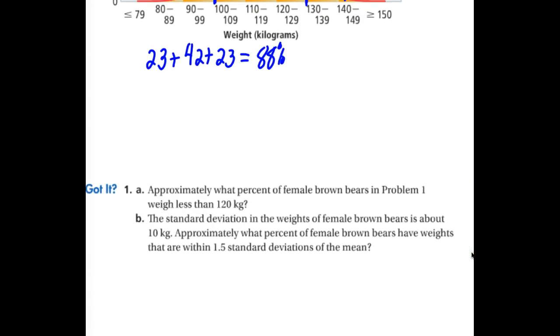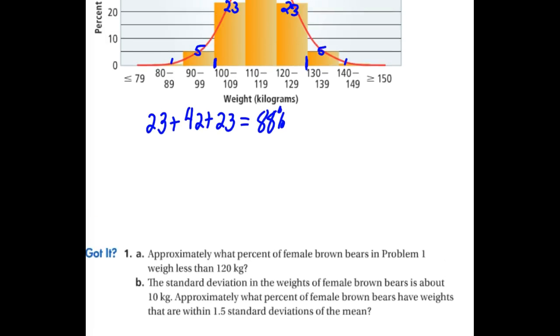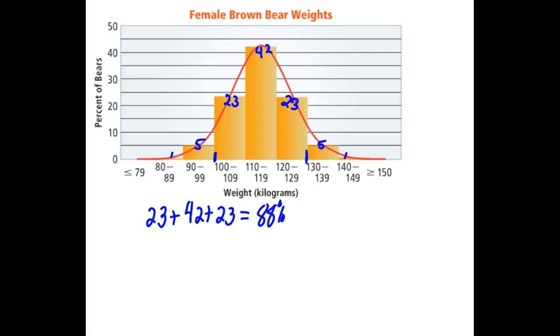Our next question says, approximately what percent of female brown bears weigh less than 120 kilograms? So going back to my picture, now I'm talking about being lower than this mark, right? So what are some options for me to figure out that value? Can I add all the bars below that green mark? Yes. What's another option?